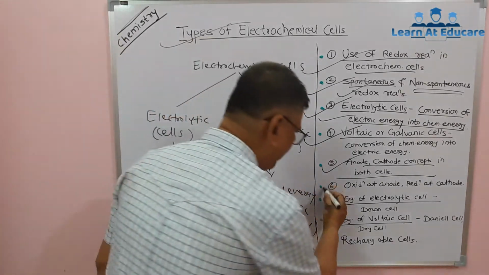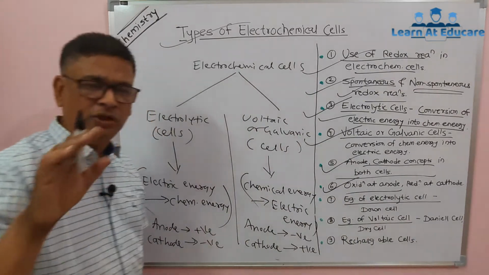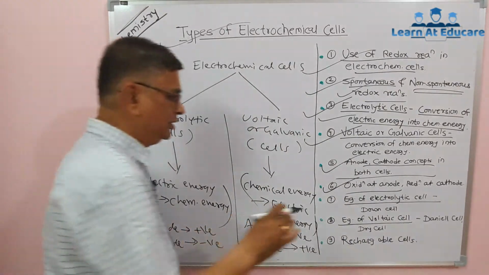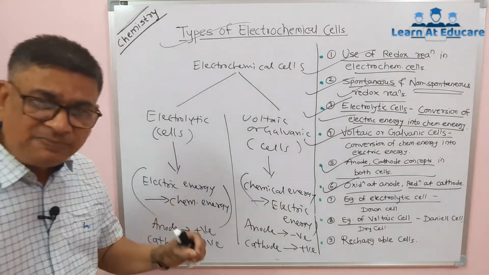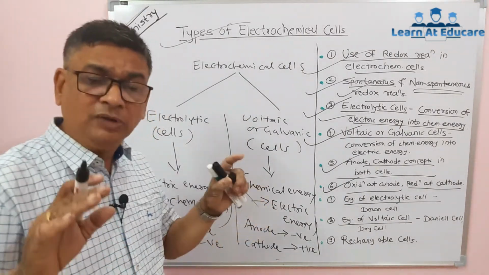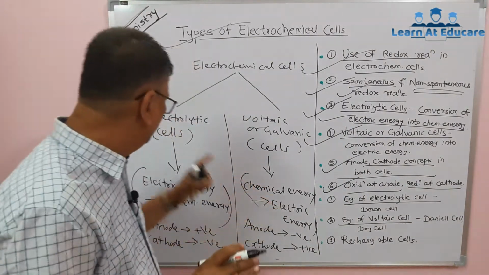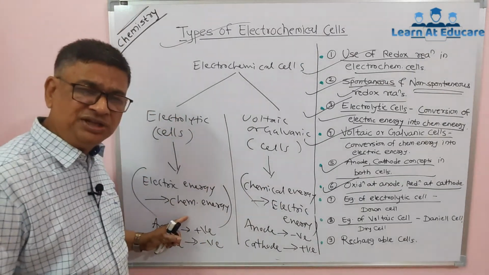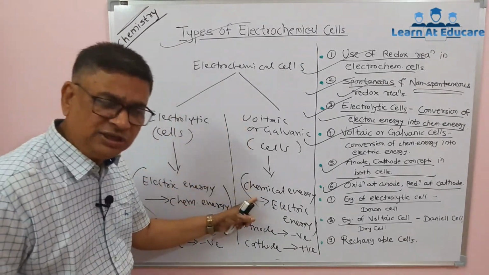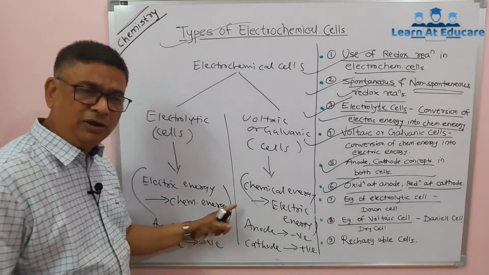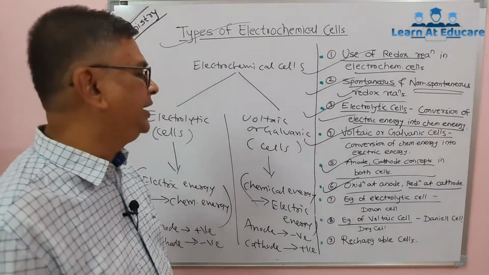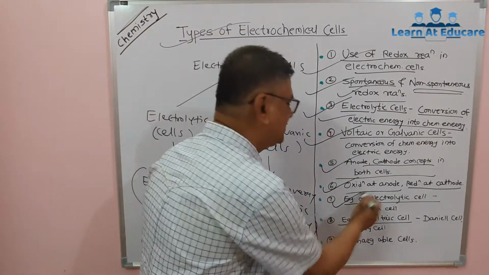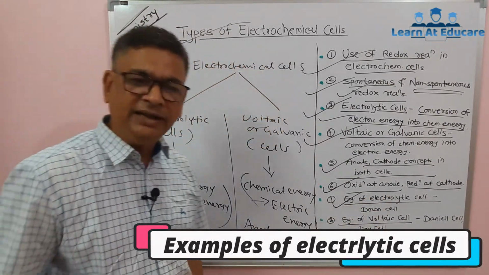But one thing is common, oxidation always occurs at the anode and reduction always occurs at the cathode, irrespective of the type of cell. Meaning in an electrolytic cell, oxidation at anode, in a voltaic cell also oxidation at anode, and at the cathode in both cells reduction occurs. Now we take an example of an electrolytic cell.